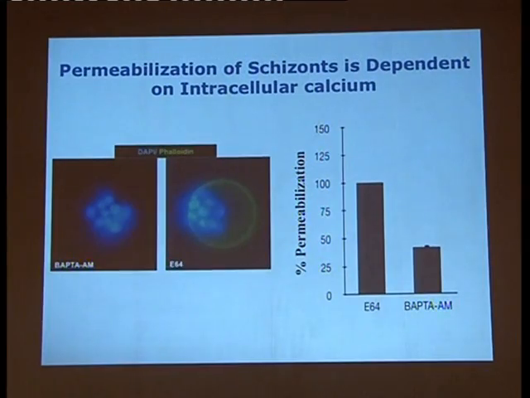So the question is whether this permeabilization of the host cell membrane is also calcium dependent. If we chelate the calcium, what happens to host cell membrane permeabilization? Because the host cell membrane permeabilization is really required for the egress process. So again, when we treated our parasite with the BAPTA AM, which chelates the intracellular calcium, we don't see the host cell membrane permeabilization, and also we don't see the egress process.